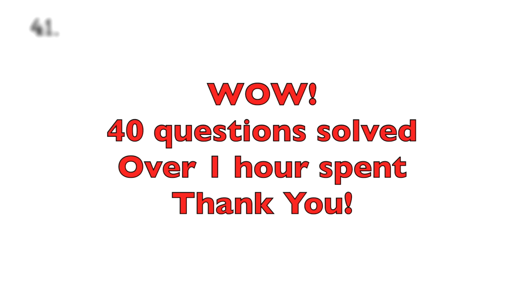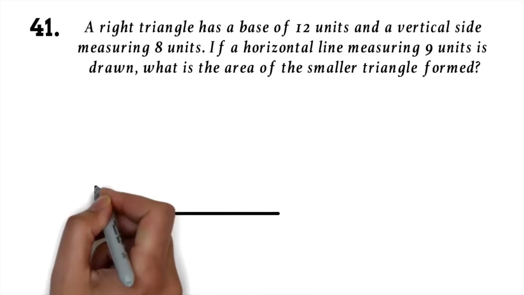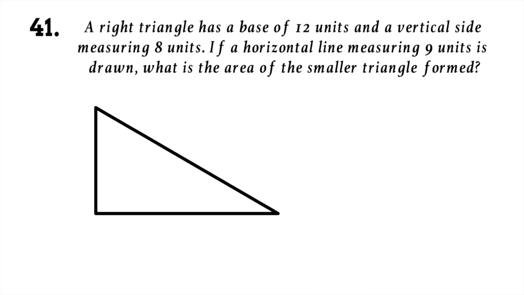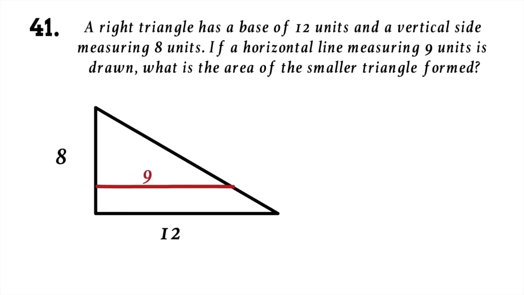Question 41. A right triangle has a base of 12 units and a vertical side measuring 8 units. If a horizontal line measuring 9 units is drawn, what is the area of the smaller triangle formed? In questions like this, it usually helps if you draw the figure. So here it is. We have the right triangle with base 12 units and side 8 units. We have the horizontal line measuring 9 units drawn.